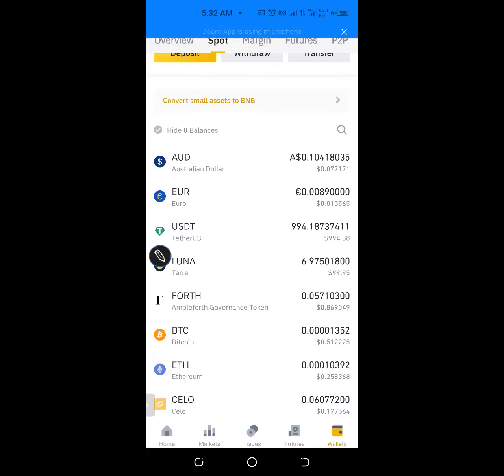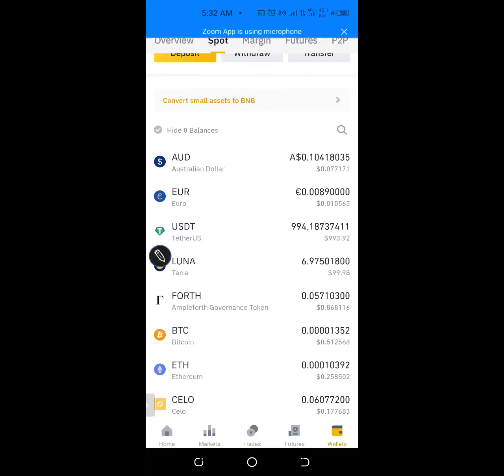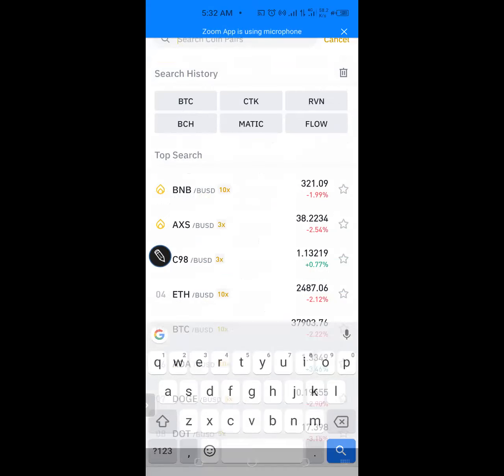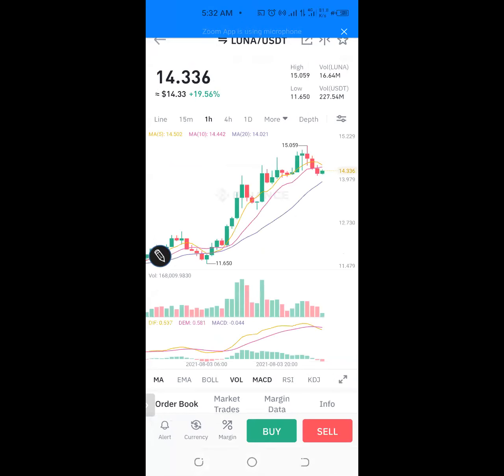We could keep this Luna. One day you could see that the $100 worth of Luna we bought is now equivalent to maybe $105, and you are very satisfied with the profit. What you do is go back to the market and search for Luna, because you own the asset. Since I own Luna, I can sell it back to get my stable coin. So I will now click on sell.